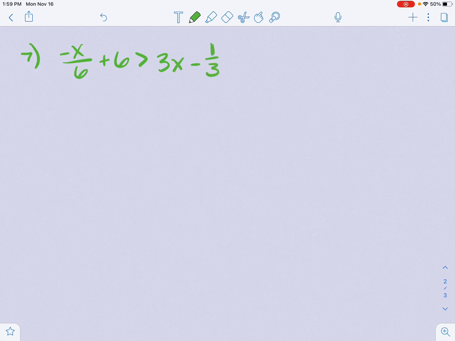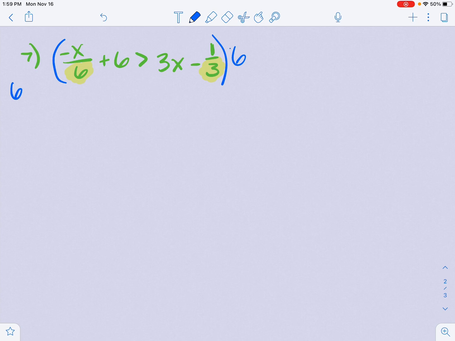So on this first one, we're just going to completely get rid of the fractions. So as soon as I see that I have a fraction, what I need to look at is my denominators. What is their least common multiple? What is a number that 3 and 6 both go into? That would be 6. So what we're going to do is we're going to multiply this entire equation by 6 to just get rid of the fractions.